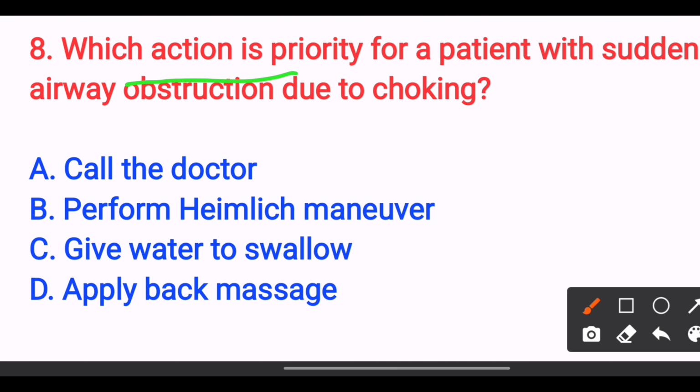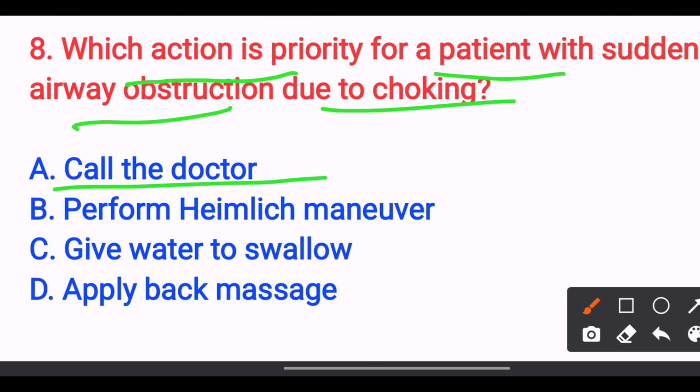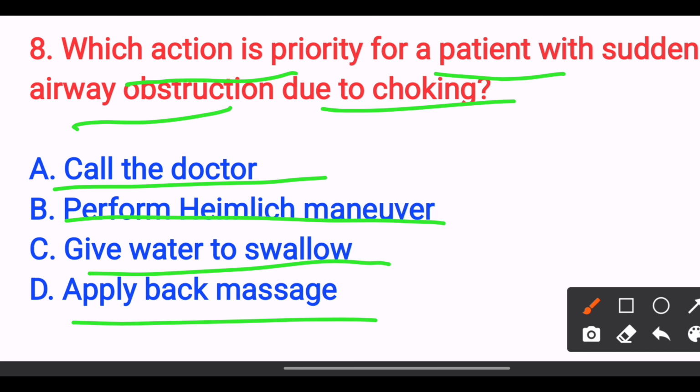Which action is the priority for a patient with sudden airway obstruction due to choking? Option A, call the doctor. Option B, perform Heimlich maneuver. Option C, give water to swallow. Option D, apply back massage. The answer is option B, perform the Heimlich maneuver.